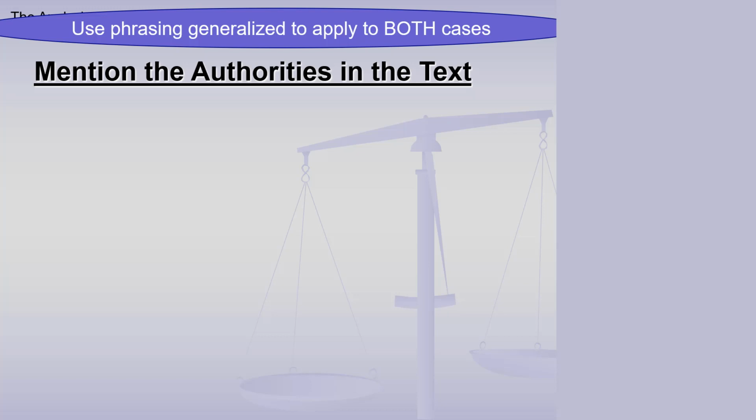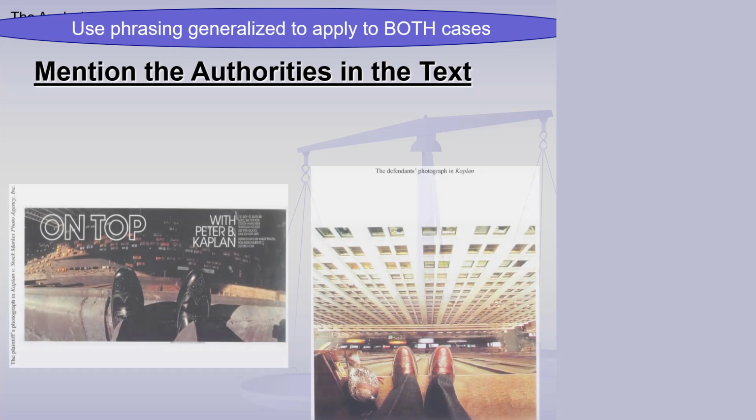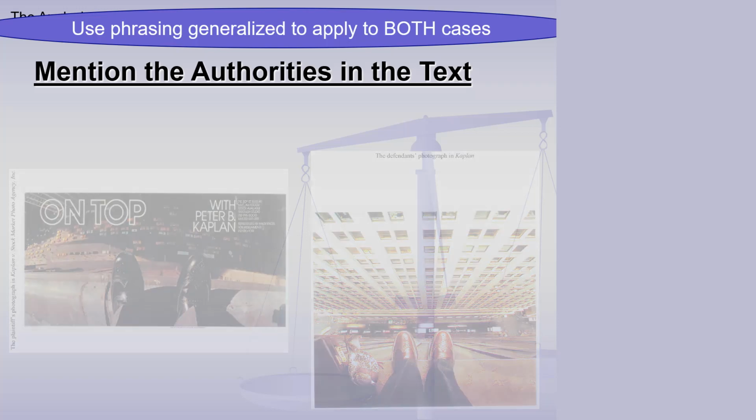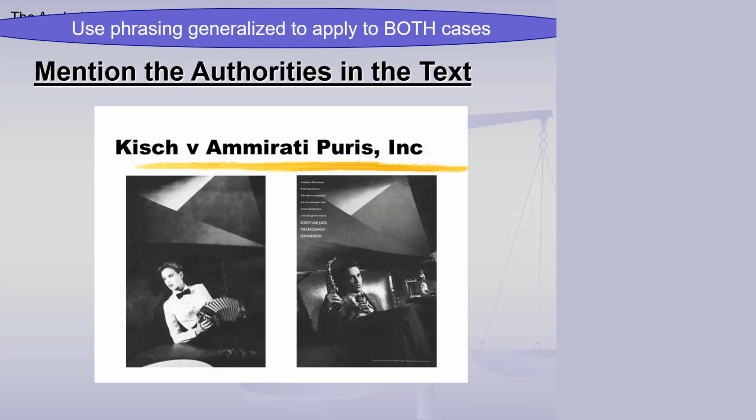Suppose Peter Kaplan, the artist who created the photograph on the left, has sued your client, the company that created the photograph on the right, accusing your client of infringing his copyright. You're writing a memo on whether Kaplan will prevail. In the R of IRAC, you discuss a precedential case, Kish, where the plaintiff copyrighted the image on the left and the defendant later created the image on the right.